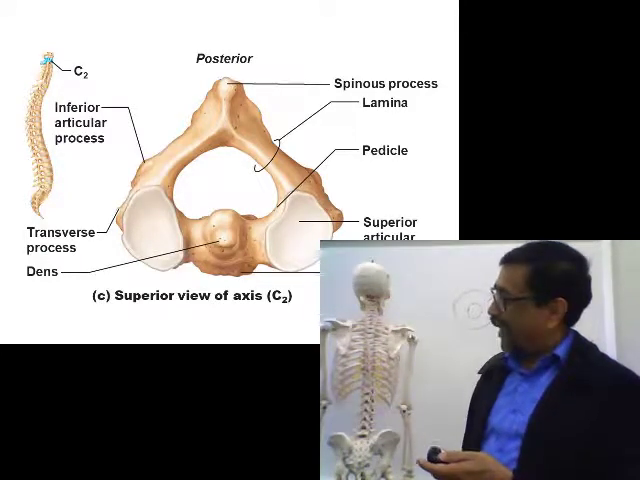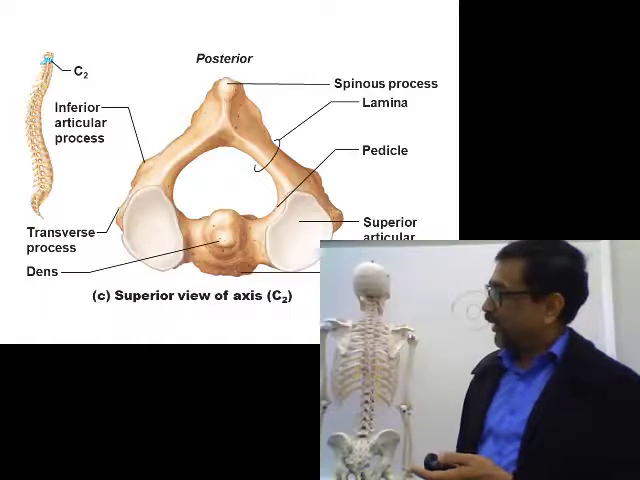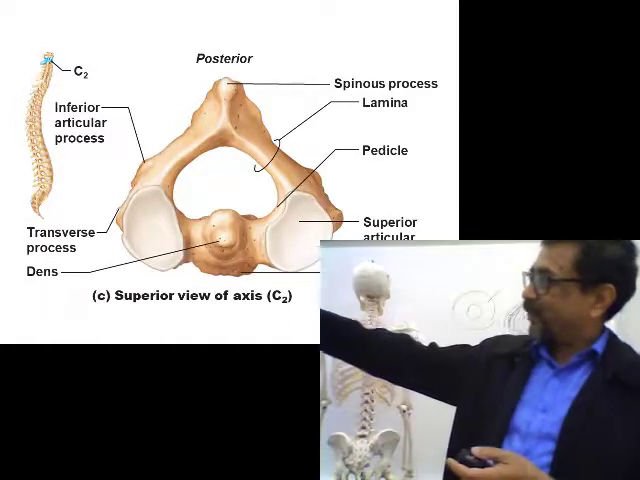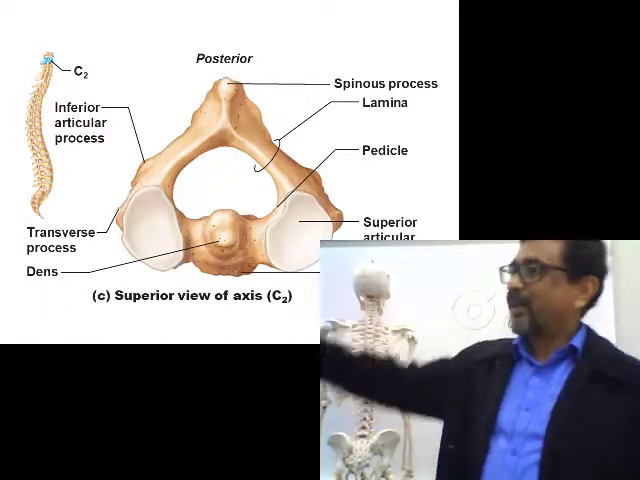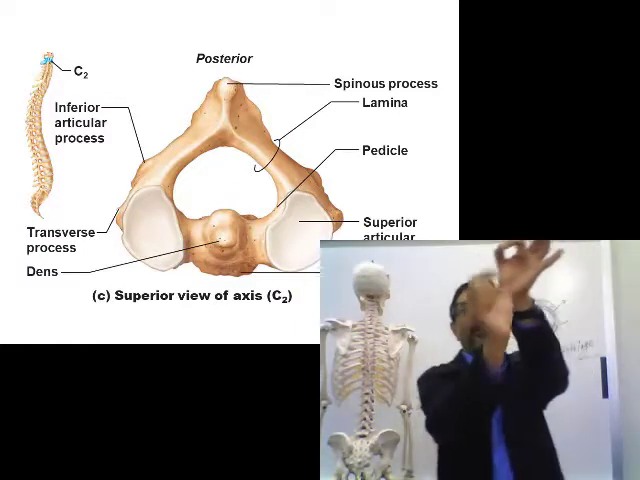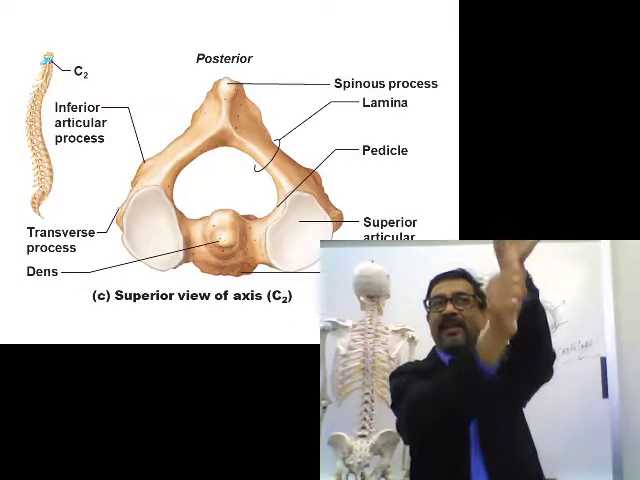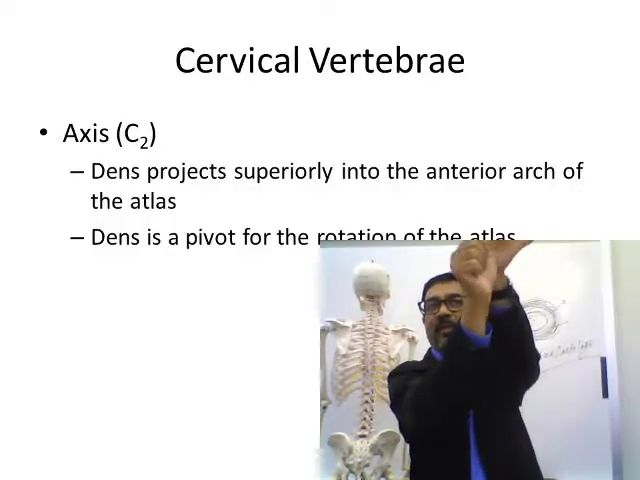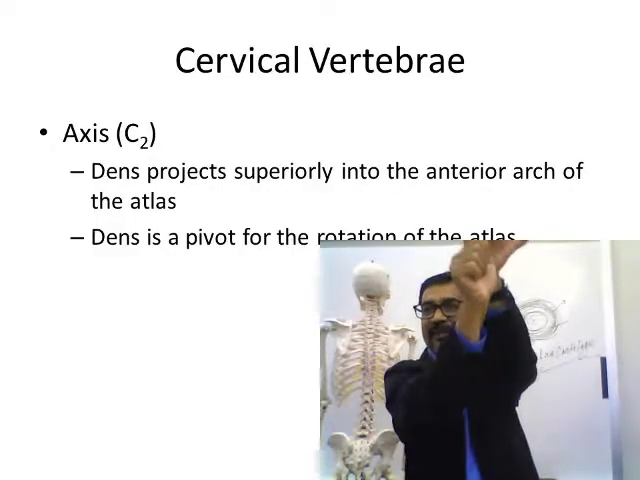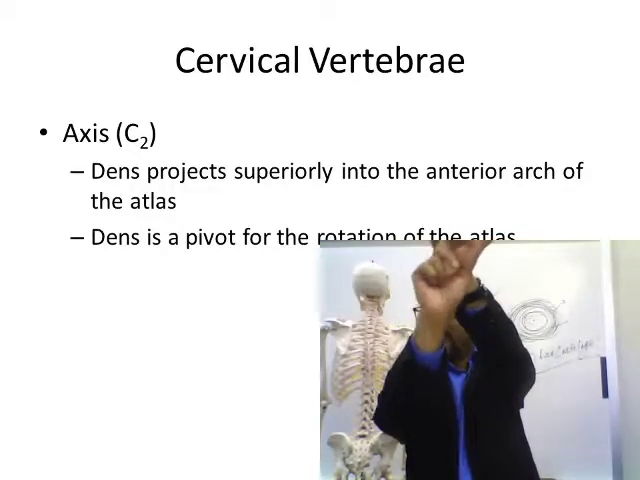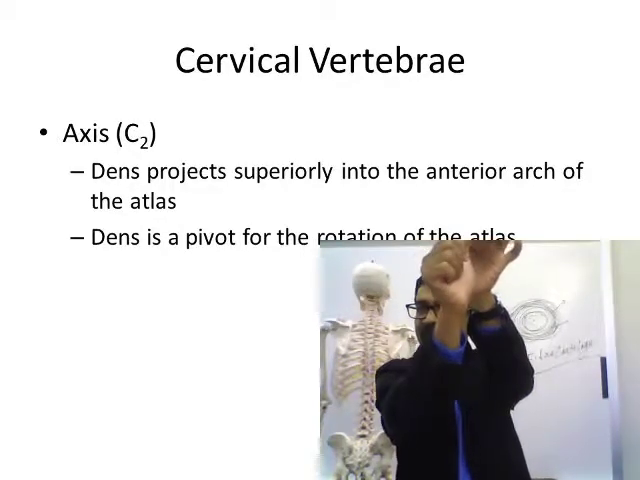Now let's go back to C1. I showed you the facet for dens in the anterior arch. What happens? You see, this is the anterior arch of C1. You have the facet here for dens, and this is the dens of C2. It goes like this. Make sense? This is the dens, and this is the facet for dens. So they get attached like this.